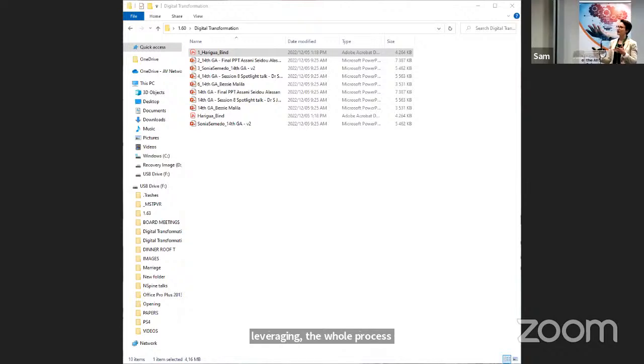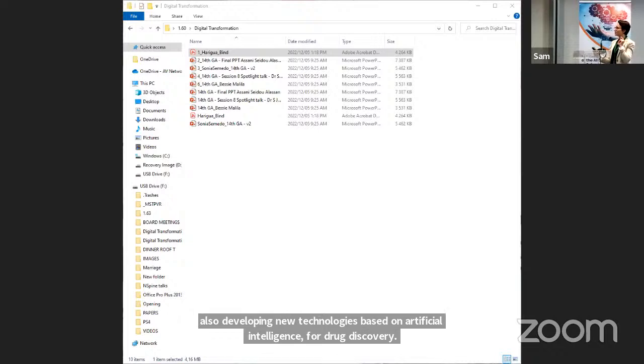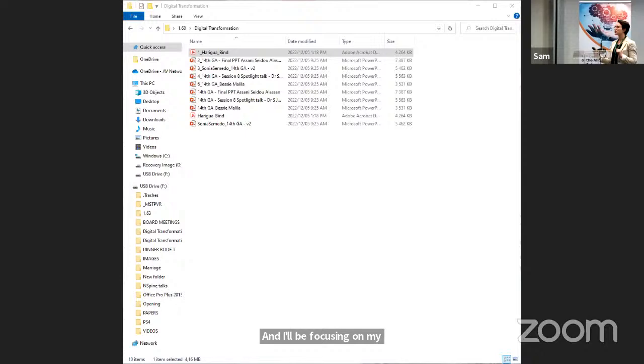So this is the framework for my BIND projects. It's mainly about innovative computer-aided drug discovery against infectious diseases, but also developing new technologies based on artificial intelligence for drug discovery. And I'll be focusing on my activity number 3, which is AI approaches for ligand-based drug discovery, considering that drug discovery is a low data domain, which means that data is most of the time lacking, and data is the first step and has a central role in the process, as we start by collecting the relevant data to the project that we are trying to conduct.